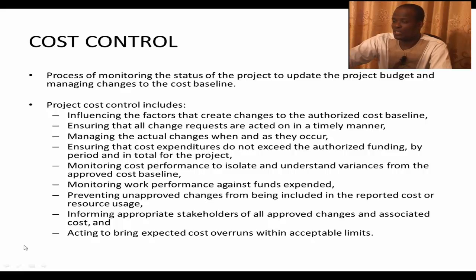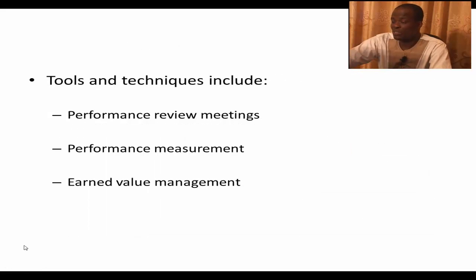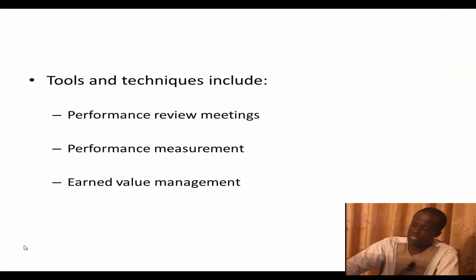Project cost control can also include monitoring work performance against the funds expended, preventing approved changes from being included in the reported cost or resource usage, and informing appropriate stakeholders of all approved changes and associated costs. And so acting to bring expected cost overruns within acceptable limits.